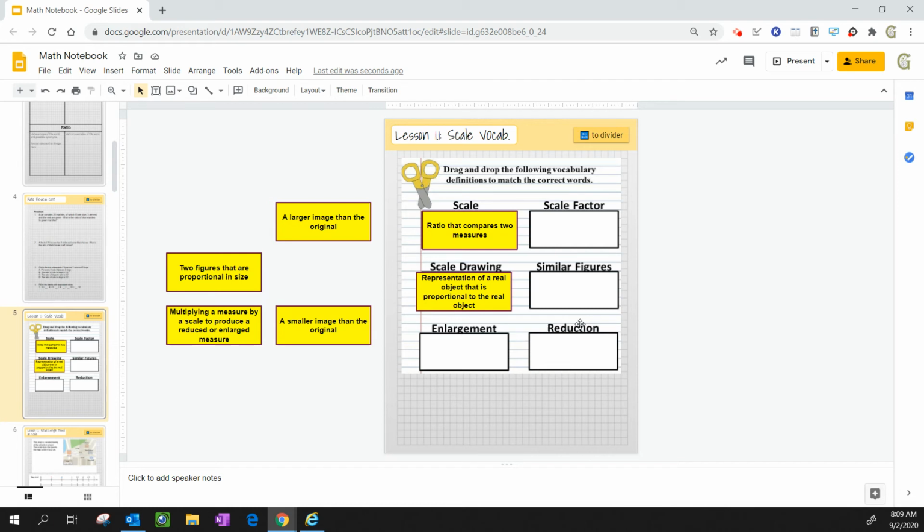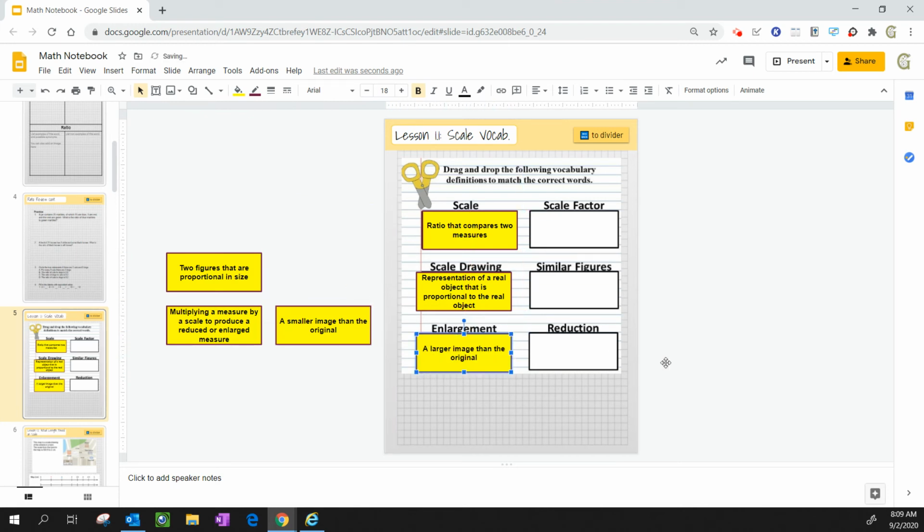So with scale, there are two fancy words for bigger and smaller. If you have, like, my picture that I was trying to make bigger, I was making an enlargement. It would be a larger image than the original. Or like in the zoo, you kind of have a reduction because you're making a smaller image than the original.